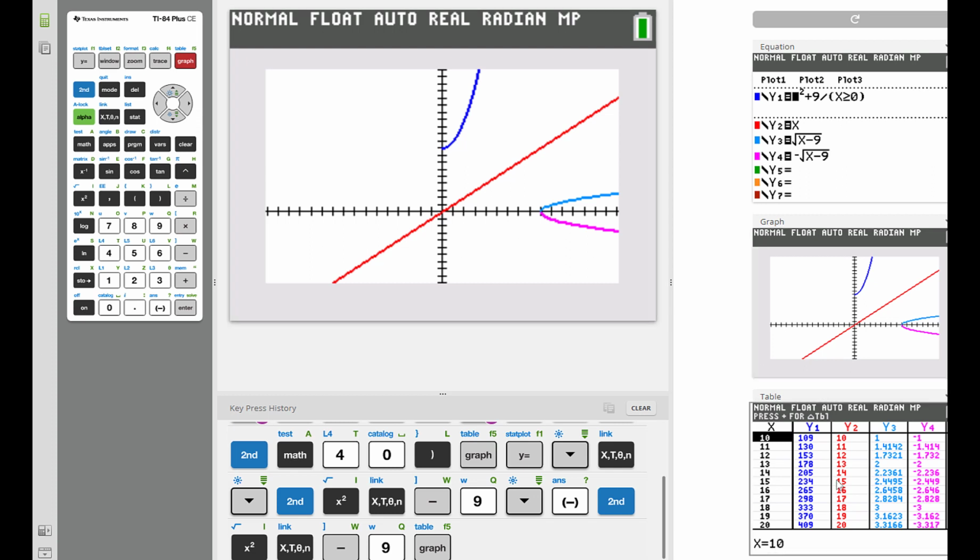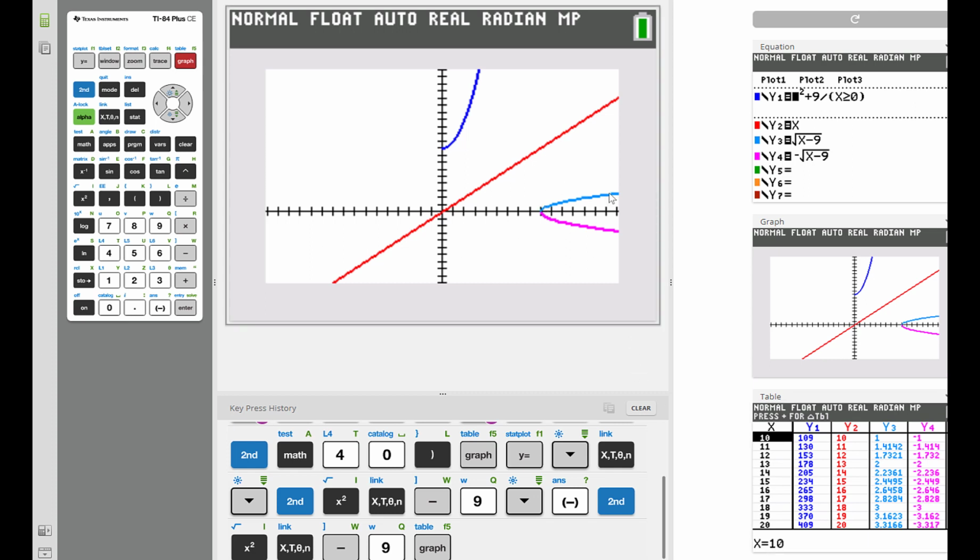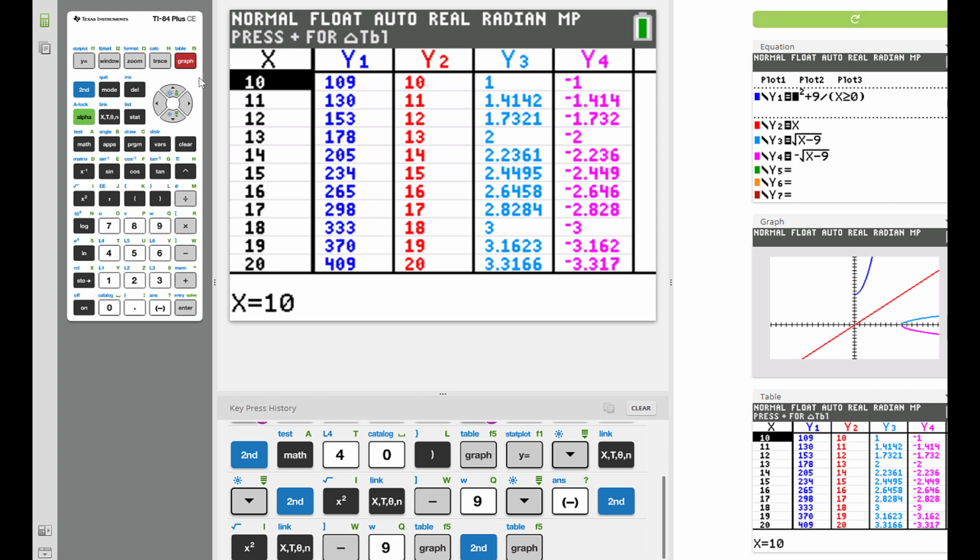So I can tell that one of these works and one of them doesn't. Can you tell which one works and which one doesn't? Look at the light blue one. That's the one that's going to be the inverse. The pink one is not the reflection of our original function across that line y equals x.